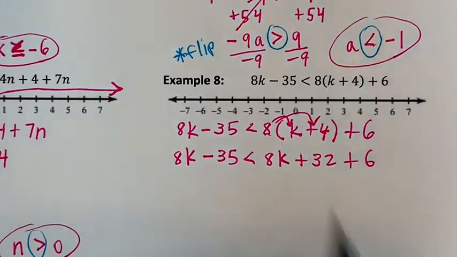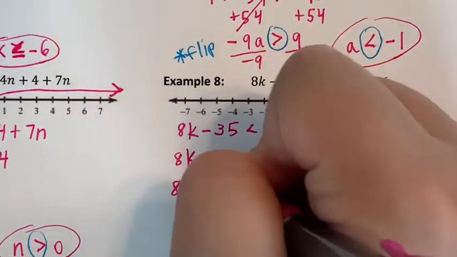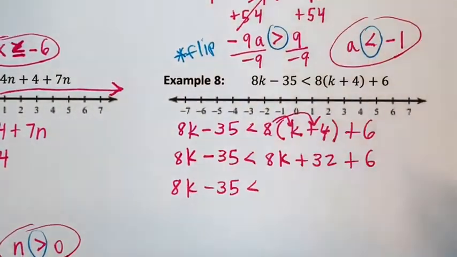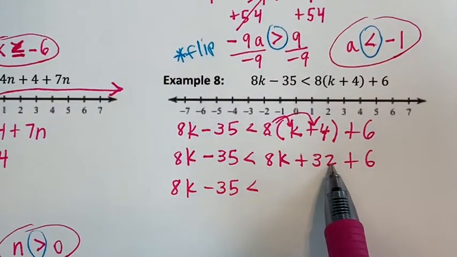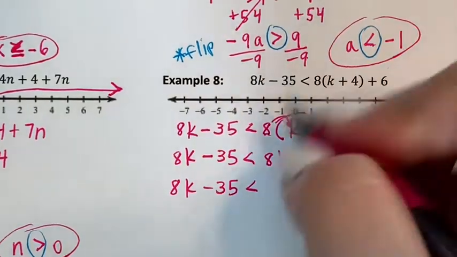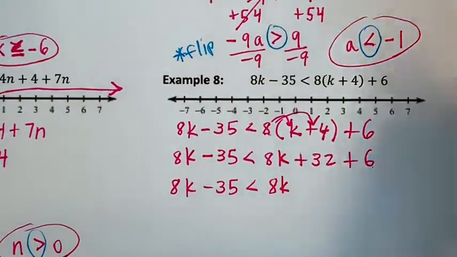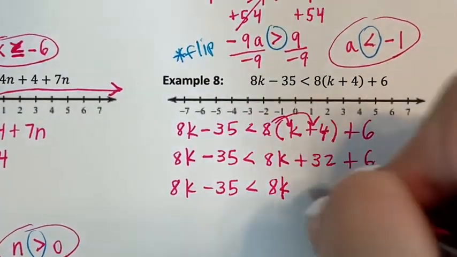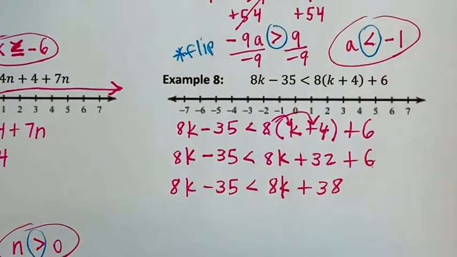Let's see. My left side will stay the same, 8k minus 35. But here I can combine 32 plus 6. Those are constant terms, so I can combine those. So I'll still have the 8k, which is the variable term. 32 plus 6 gives me 38.